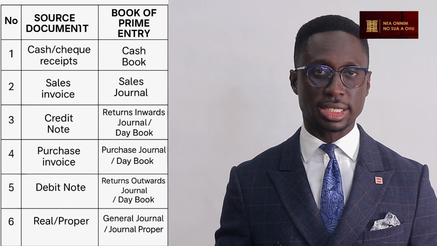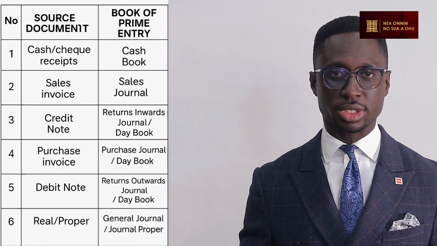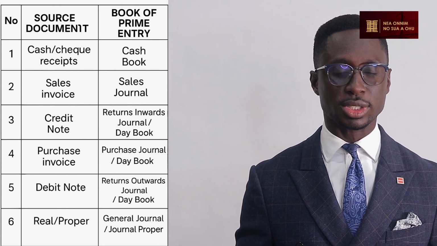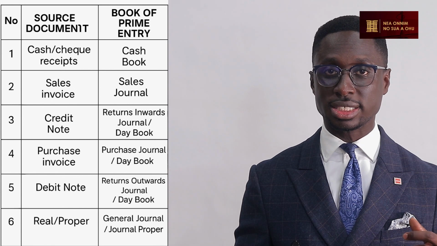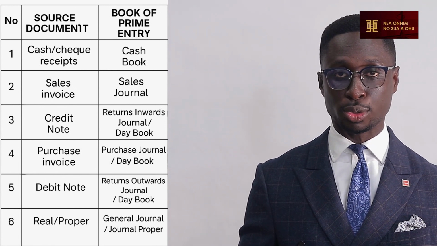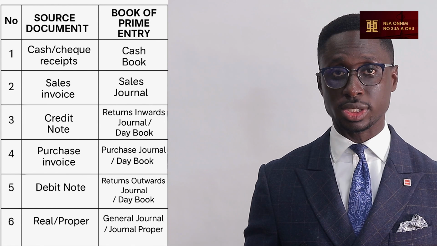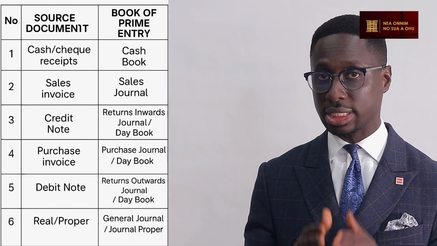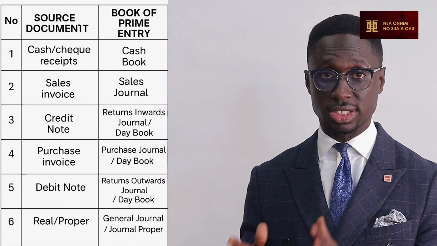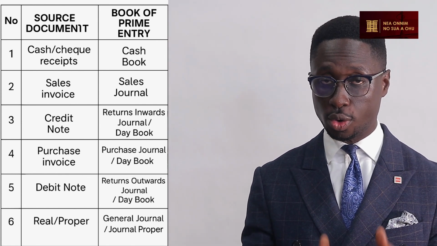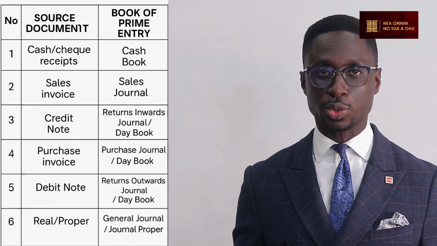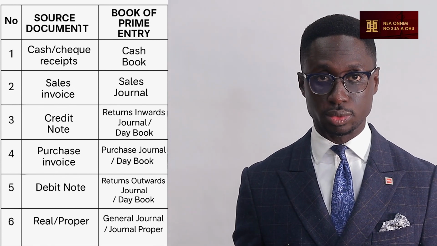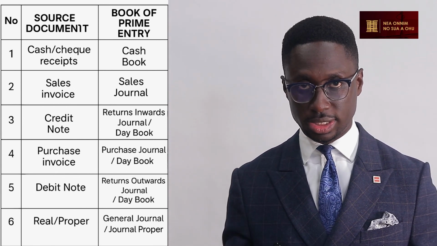Now let's move on to the second book of prime entry when it comes to the sales invoice. We record the transactions in respect of which we have the source document, the sales invoice, into what we call the sales day book or the sales journal. This is a book where all sales transactions are recorded. All right, so the sales day book or the sales journal.